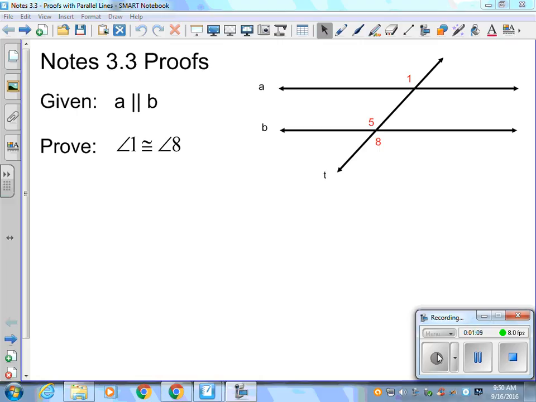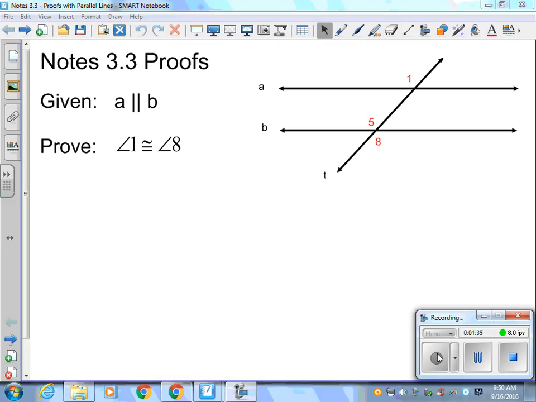And so in this proof, they told me that line A and line B are parallel, and T is the transversal. Typically that's the letter they like to label the transversal, since the word transversal starts with a T. But when you have more than one transversal in a picture, or more than one set of parallel lines, they may use other letters. And they have marked a few angles to help us. They really want us to prove 1 and 8.